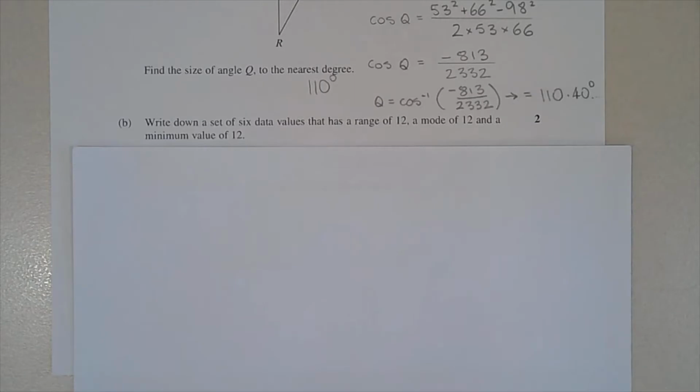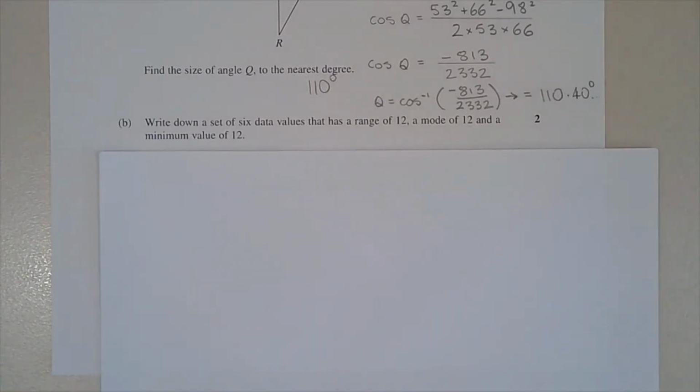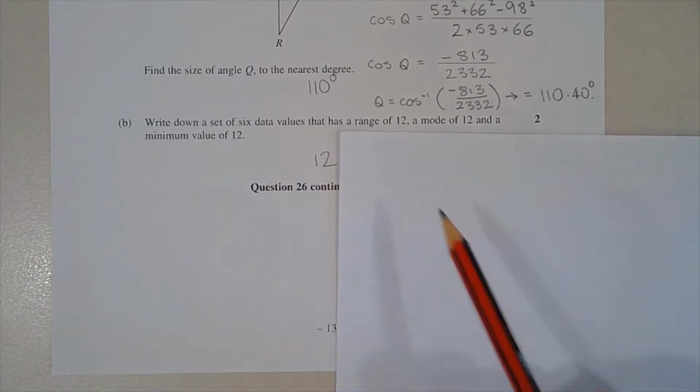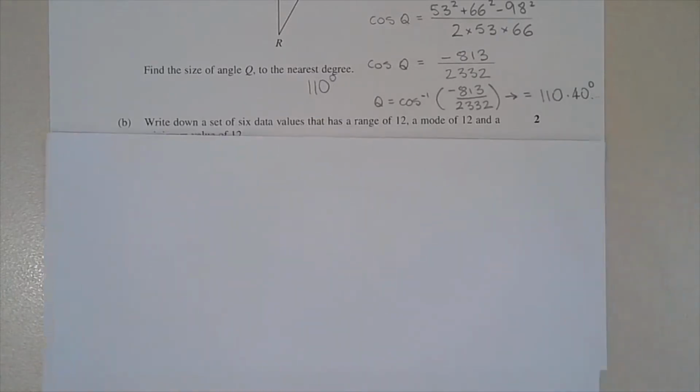Question 26b. Write down a set of 6 data values that has a range of 12, a mode of 12, and a minimum value of 12. So let's work backwards. Let's start off with the minimum value of 12. So that means the first score in this set of 6 scores is 12. Now let's consider the range. Now the range is 12. So that means the difference between the maximum and the minimum value is 12. So if the minimum is 12, that means the maximum must be 24.